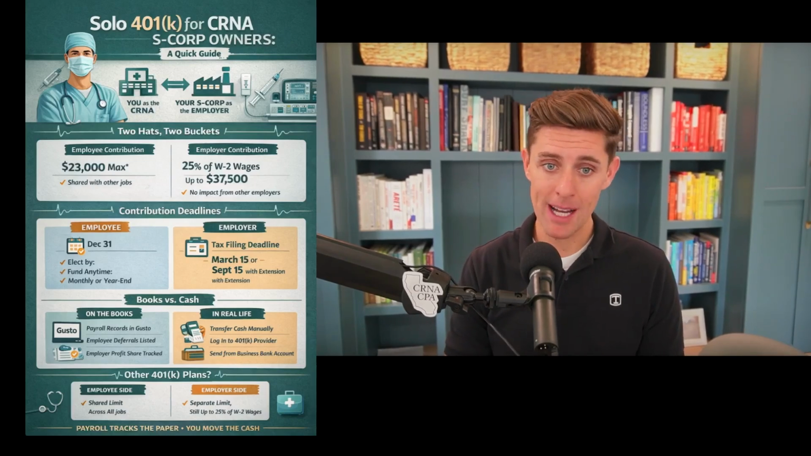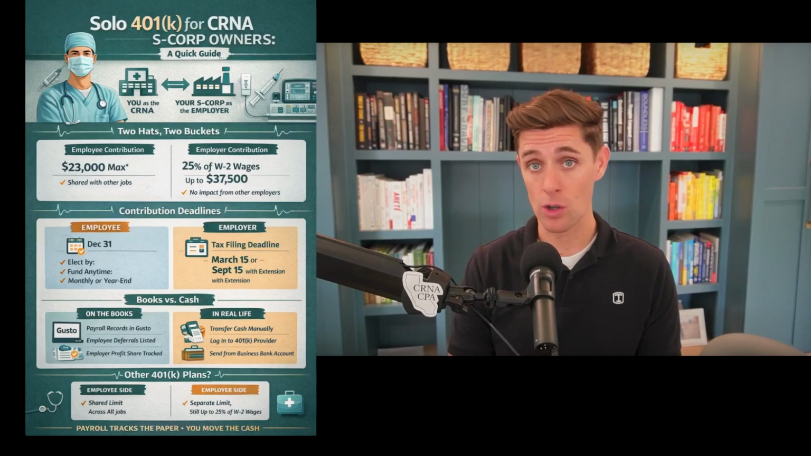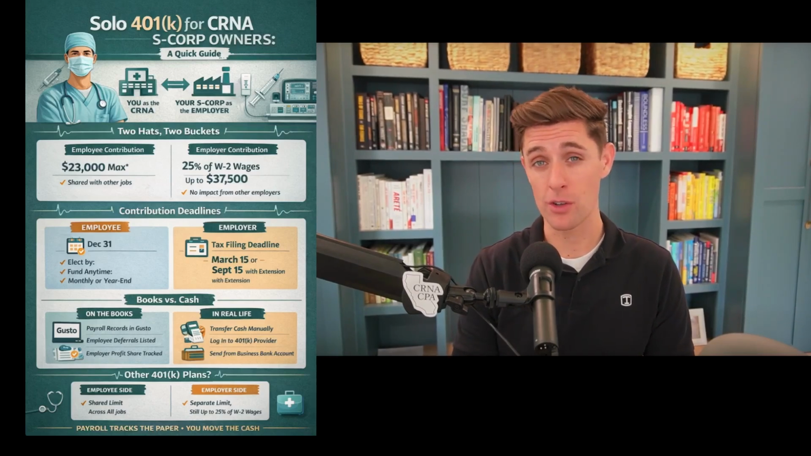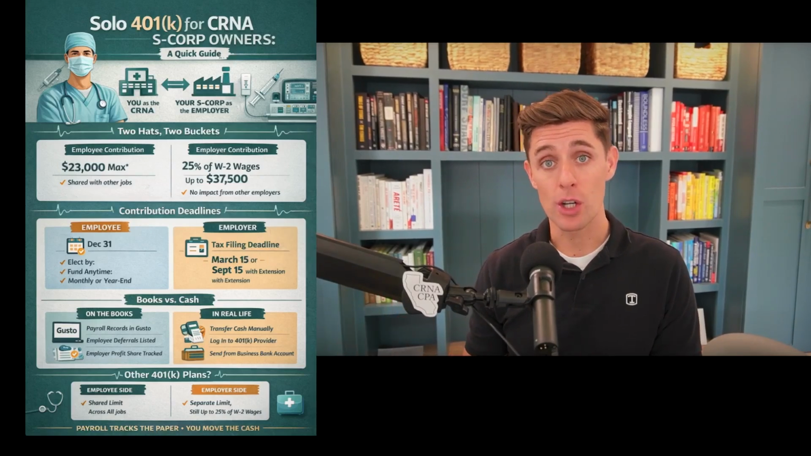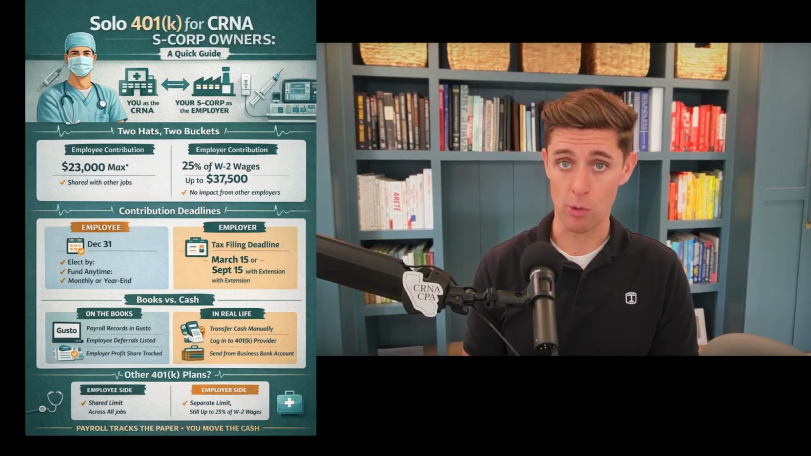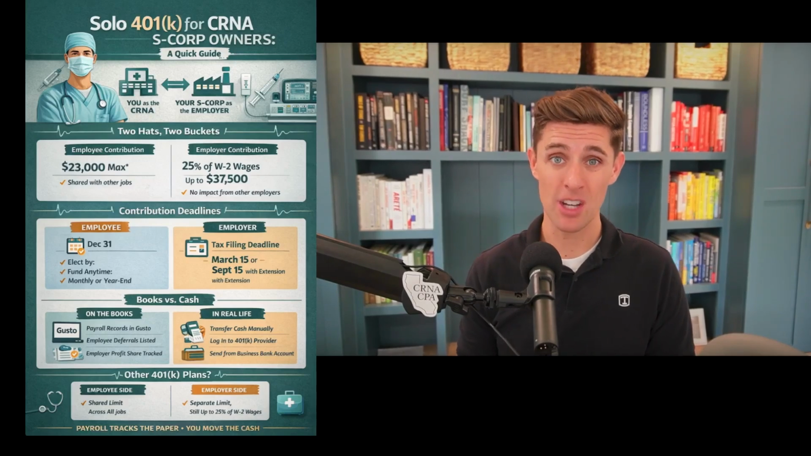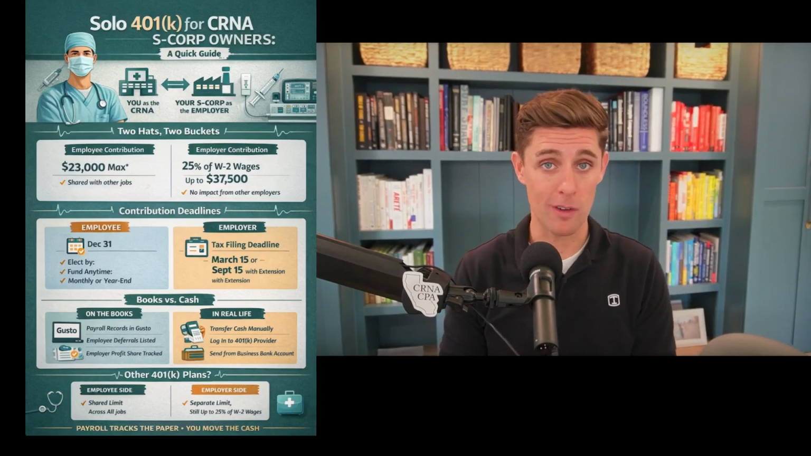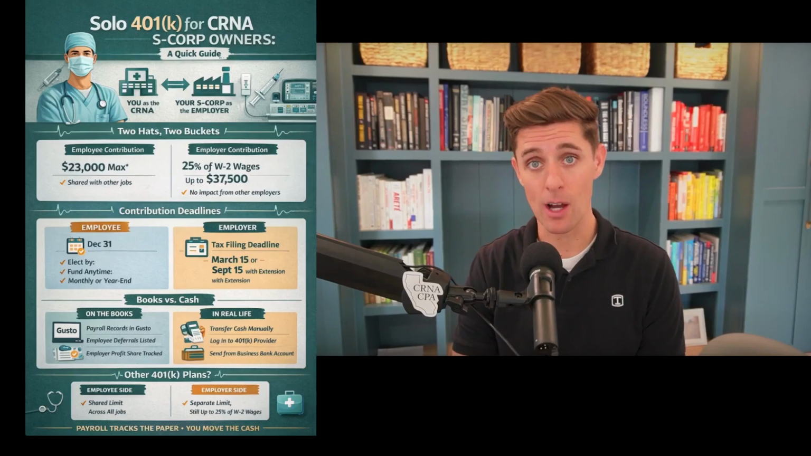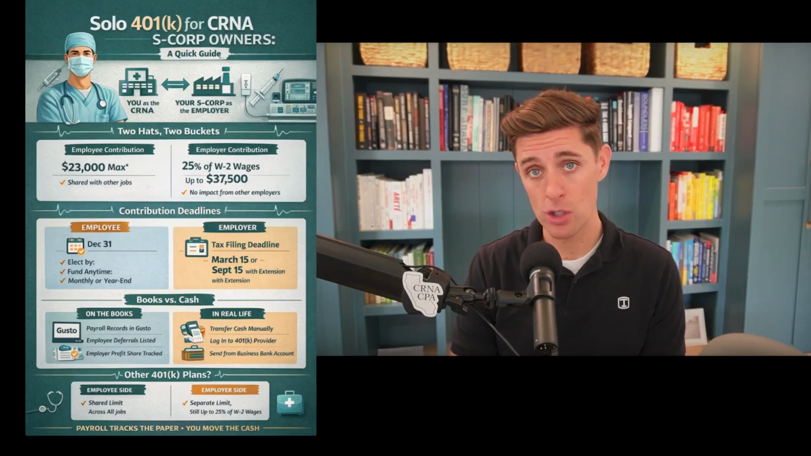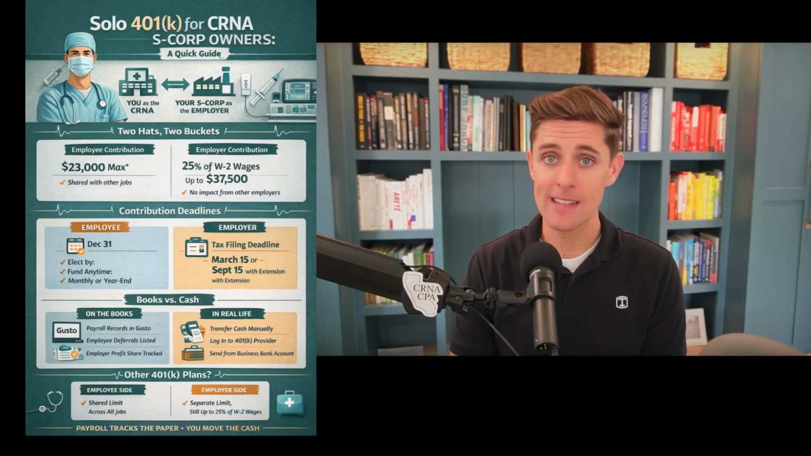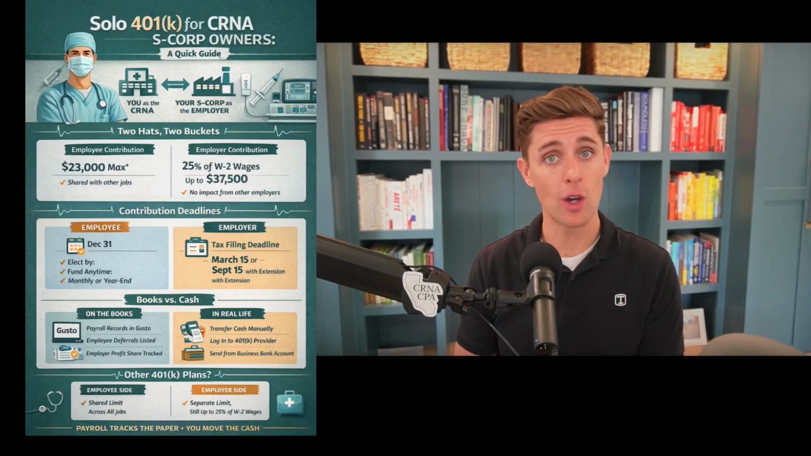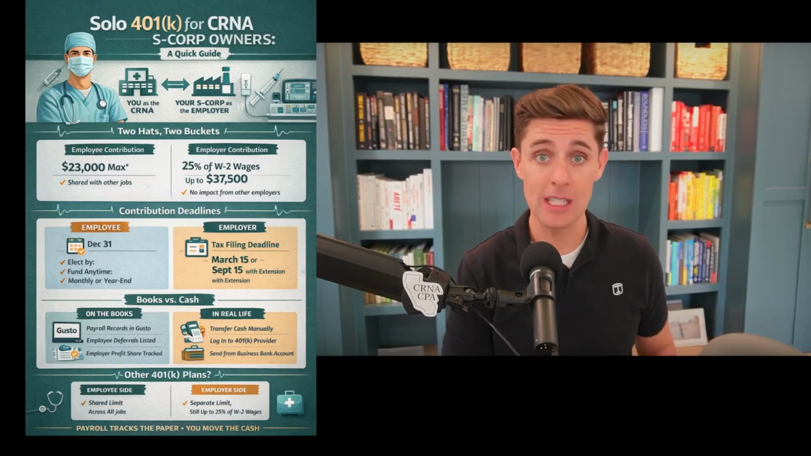And if you combine the 23,000, or there's even more if you're over a certain age, you get a catch-up amount, plus the employer, we call it the profit share portion, the 25% of your wage number, you can get well over $50,000 into that account, which is typically a lot more than you could if you're working just at Kaiser.